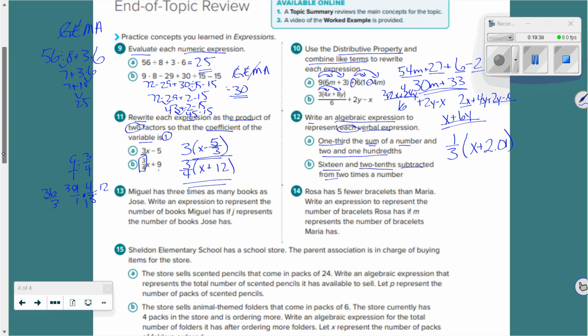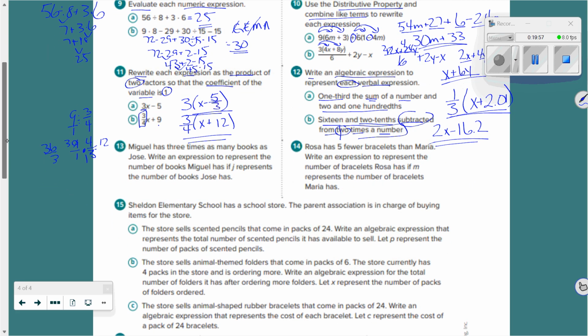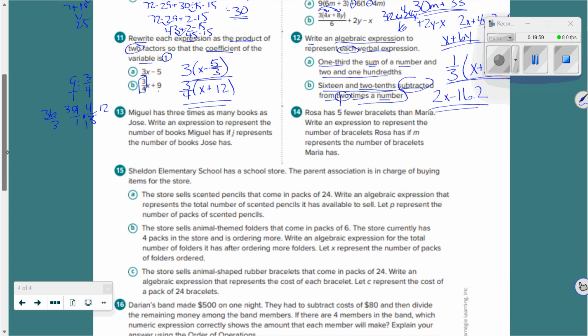"Subtracted from" is one of your flipping phrases. So because it's a flipping phrase, the 2 times a number is coming first: 2 times a number and subtracting the 16 2/10. Yes, your order matters. If you don't have it in the correct order, especially in subtraction or division, you get it all wrong.